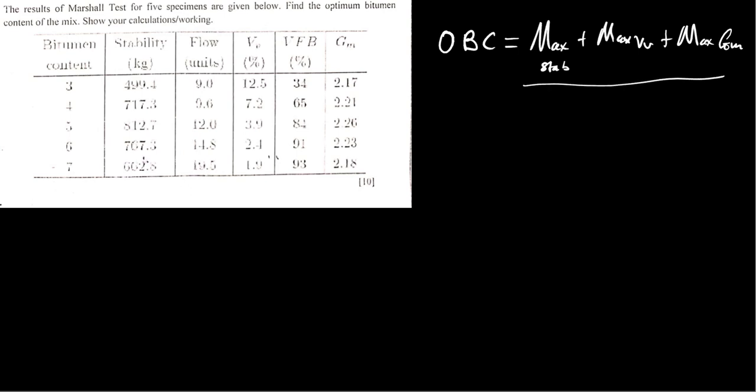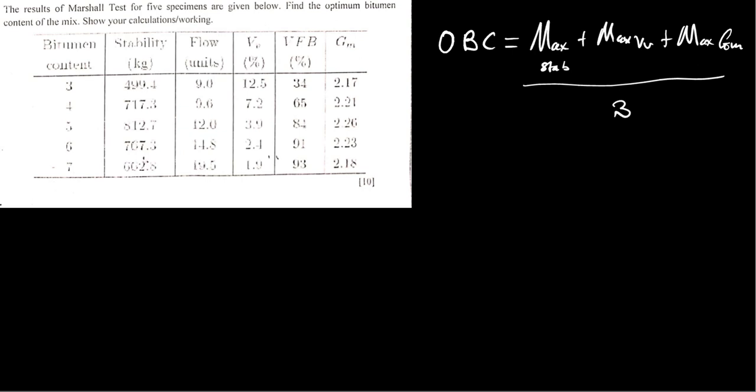So to find the optimum Bitumen content, which is OBC, all we do is to get the max Bitumen content, which corresponds to the stability of the specimen. So I'll say stability plus max corresponding Bitumen content on VV plus max corresponding Bitumen content on GM, and the whole lot of this is divided by 3.